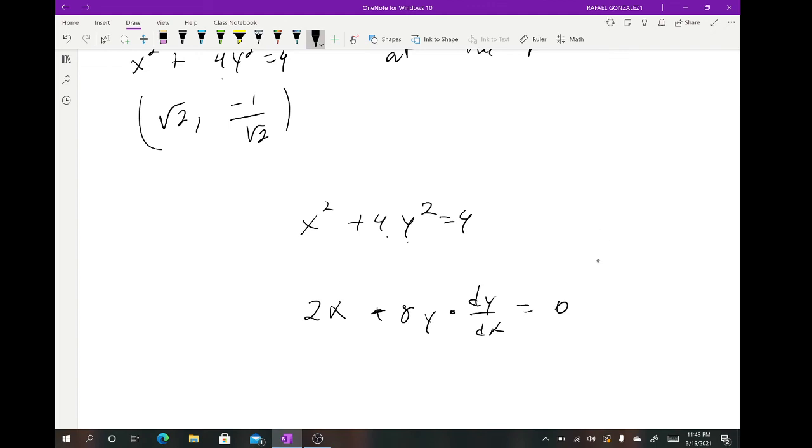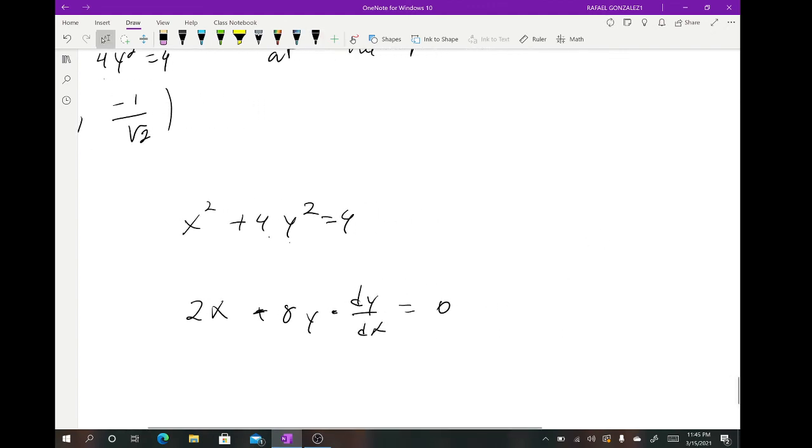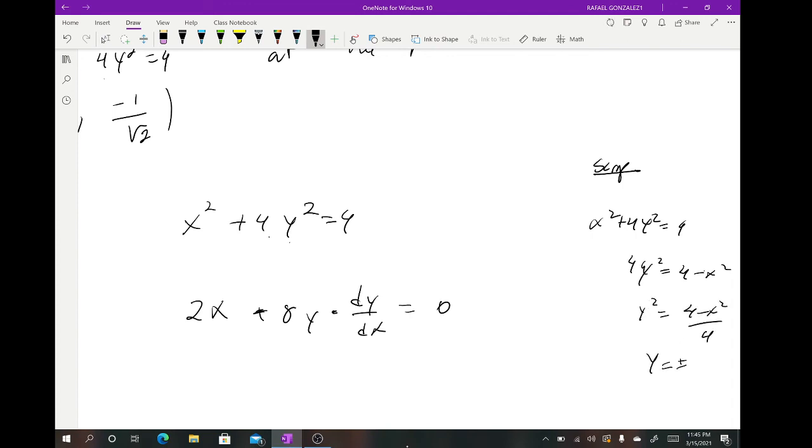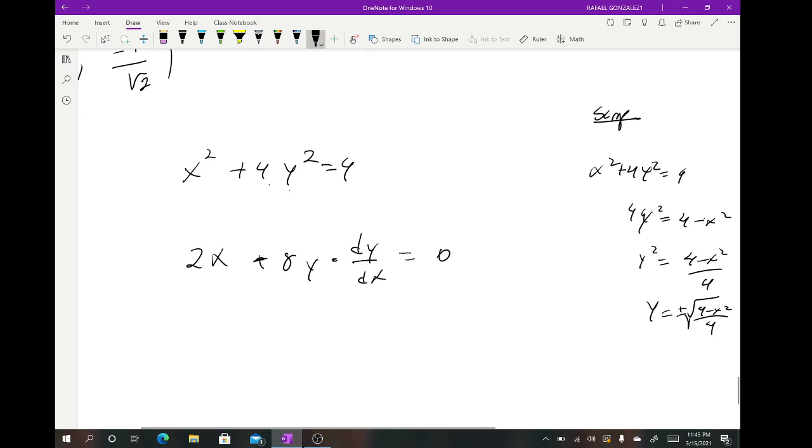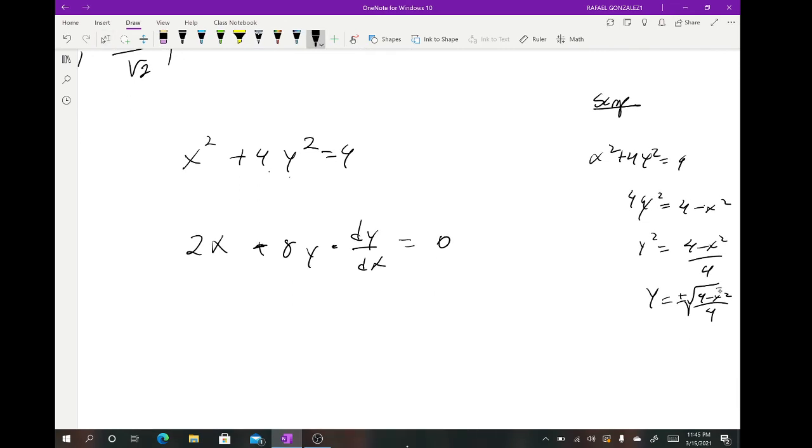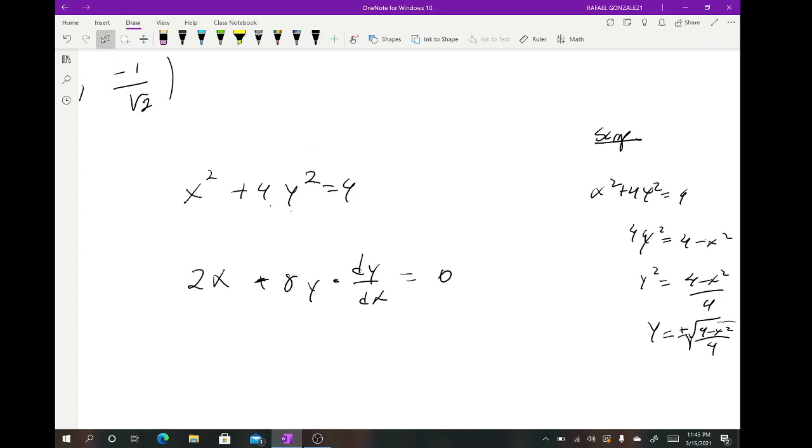Notice that this is much simpler than rewriting this whole thing. If you were to rewrite this, you have to move that x squared term to the other side and divide both things by 4, and then take the plus and minus square root, and then find whatever restrictions you have to find to actually make it work on the domain. So that's actually much more complicated than taking the derivative implicitly.